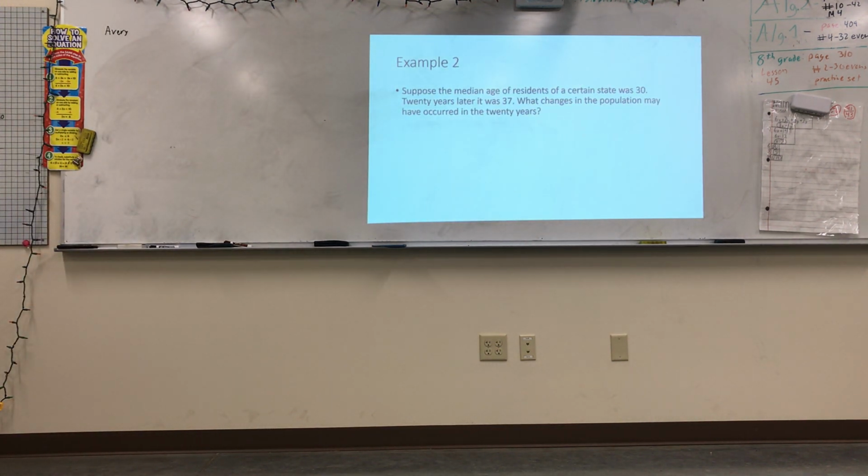Alright, suppose the median age of a resident of a certain state was 30. 20 years later, it was 37. What changes in population may have occurred in 20 years? This group of people that was in the 30 or making the 30 happen, some have passed away, some have got older. Maybe you had a surplus of kids right around that 30 age, you know, that kind of made it a little bit more.